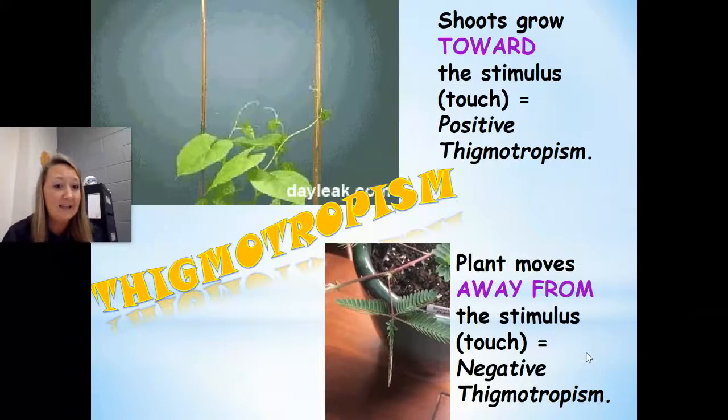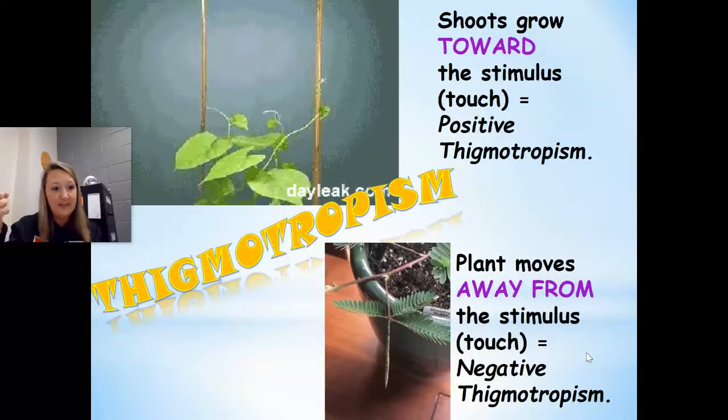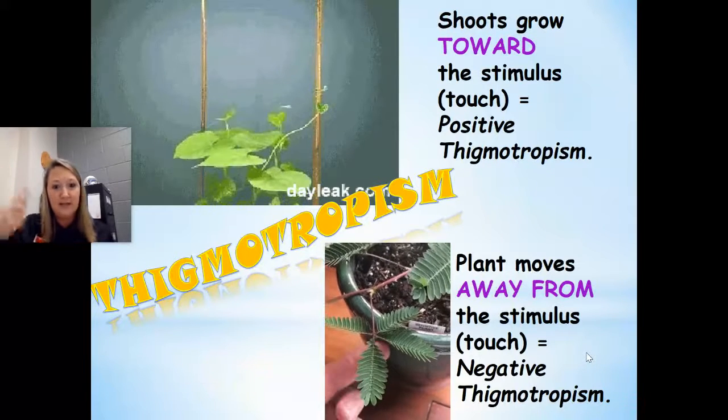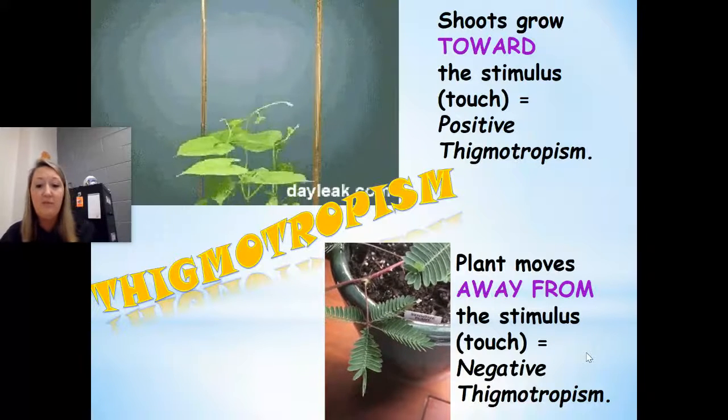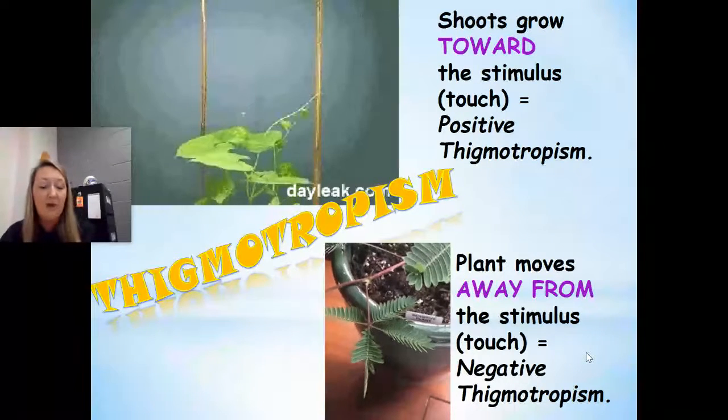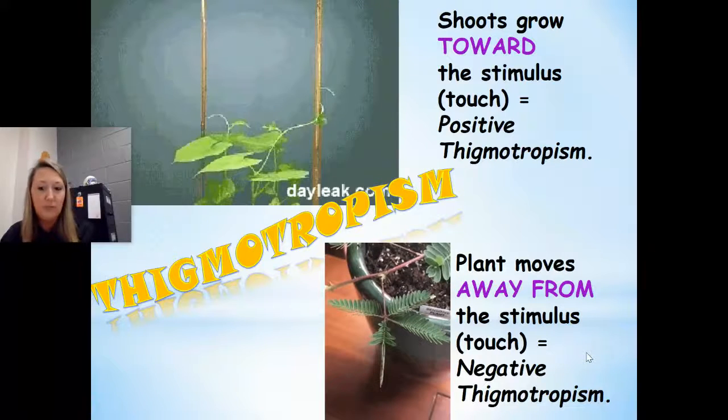This is how vines climb up. They touch something and they wrap around it, right? Like the video on top. On the bottom, you see a plant that moves away from the stimulus, away from touch. That's that negative thigmotropism. Okay?